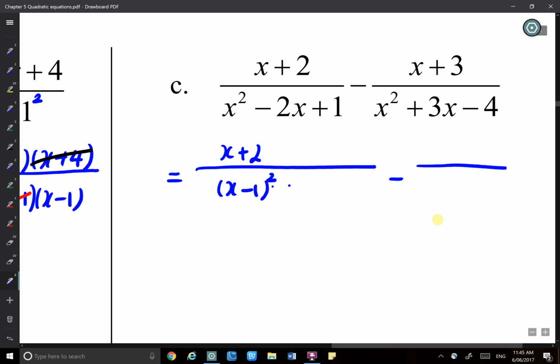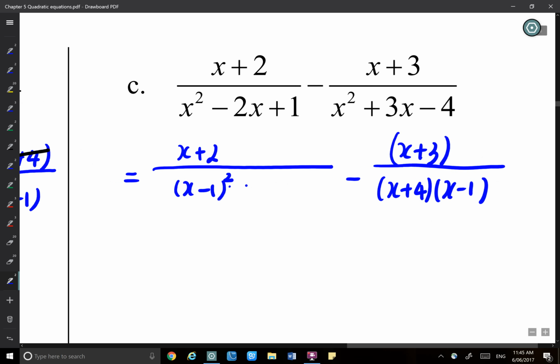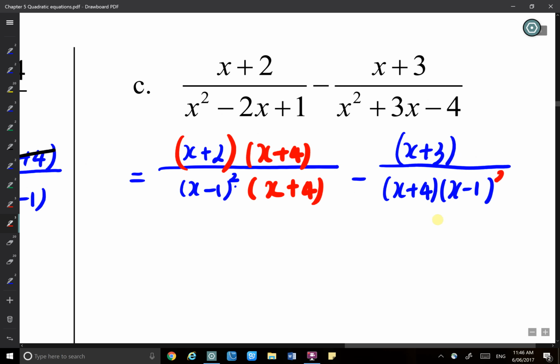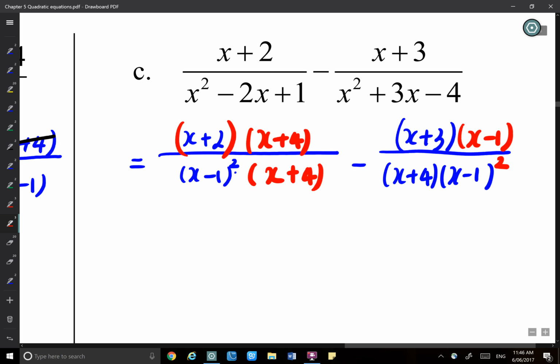And minus, that is x plus 4 and x minus 1. And you have x plus 3 on the top. Okay, what's the common denominator? Common denominator will be x minus 1 times x plus 4. So you times x plus 4 on top and bottom, and you times x minus 1 on this one. Okay, so that's what you should do.